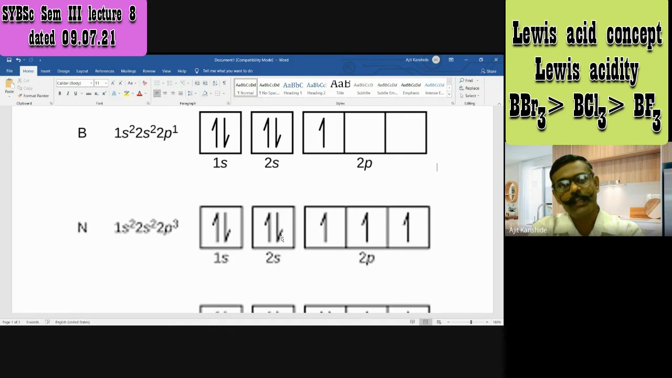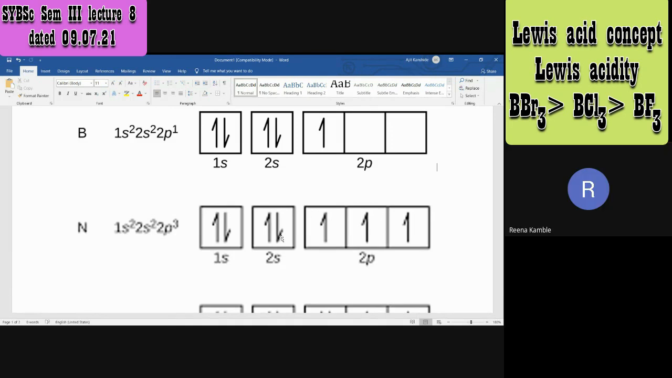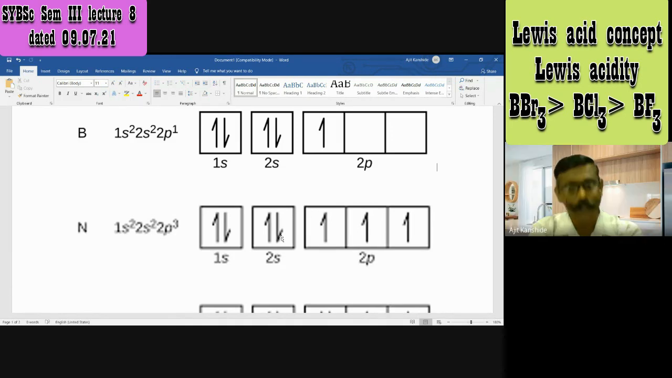Answer for my question. If I obtain the BF3 compound, 3 electrons are involved for the bonding, is there any empty orbital or vacant orbital on the boron? No. No, sir. No vacant orbital.